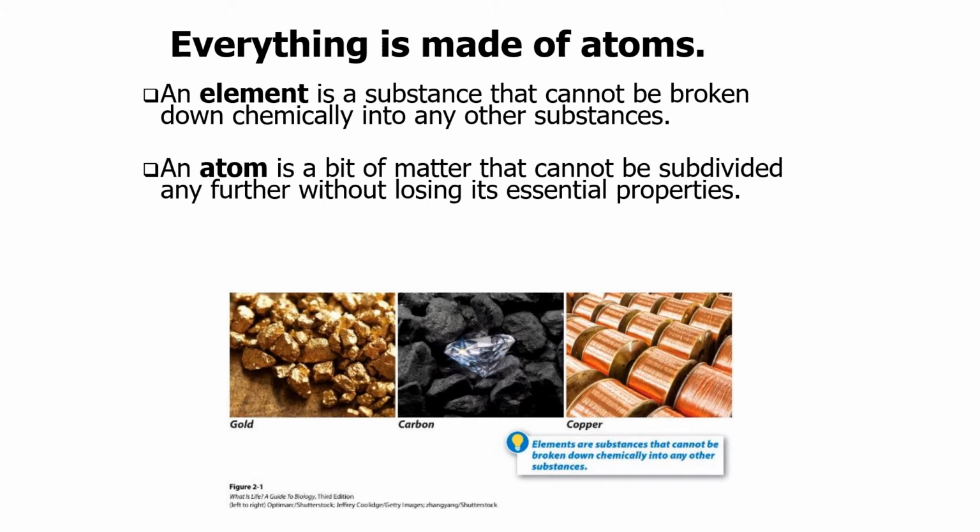Everything is made out of atoms. When you look at the periodic table, you will notice that it has a bunch of elements. For example, carbon, hydrogen, copper, gold, etc. Those elements, the smallest units that they're made out of, we refer to them as atoms. And those atoms are made out of protons, neutrons, and electrons that we are going to talk about in just a few.